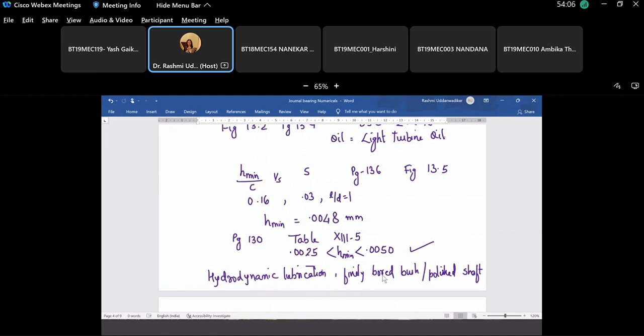And the second one is saying if it's a Babbitt bearing and a polished shaft and rotating at high speed, then H minimum should be 0.002. If it is rotating at low speed, H minimum should be 0.004. So our value of H minimum is lying in this range. So we will put a comment that this is a case of hydrodynamic lubrication, assuming the bush is the covering of the shaft, that is known as a bush. Here it is the inner surface of the bearing, which is bored with a very fine surface finish, and the shaft is polished.